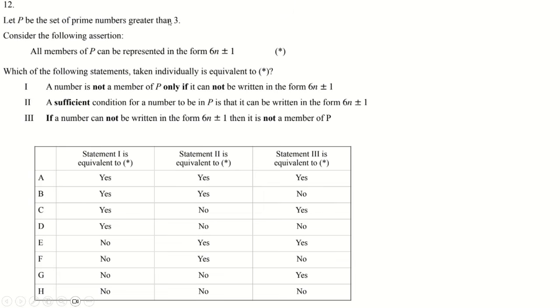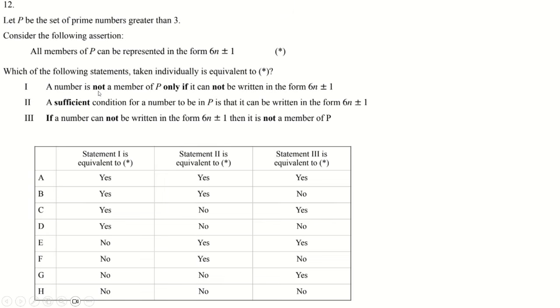P is the set of prime numbers greater than 3. All numbers in P can be represented in this form. Now, this is a true statement that all primes above 3 are 1 less or 1 more than a multiple of 6, modulus 6. It's got some really nice proofs to it. You can look them up if you want to. Which of these is equivalent to star?